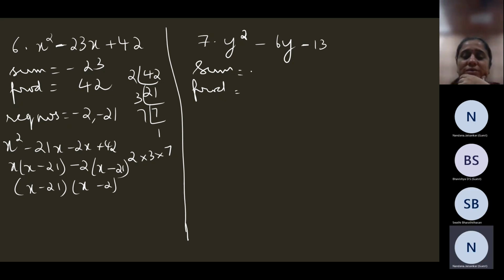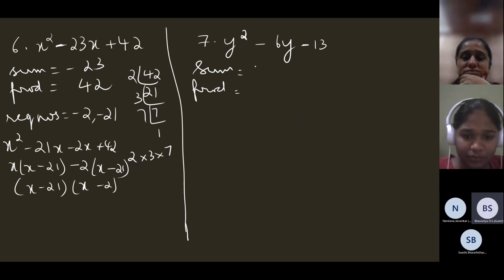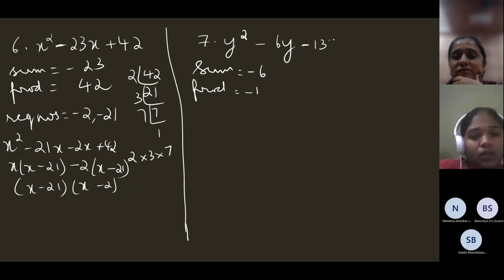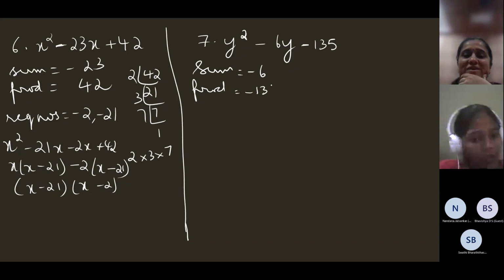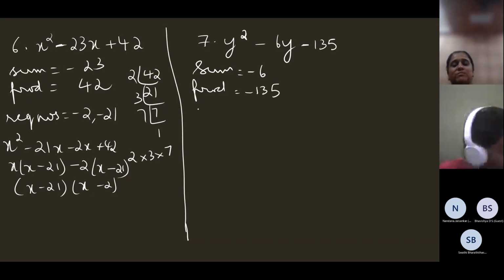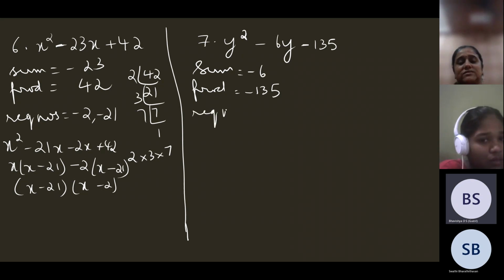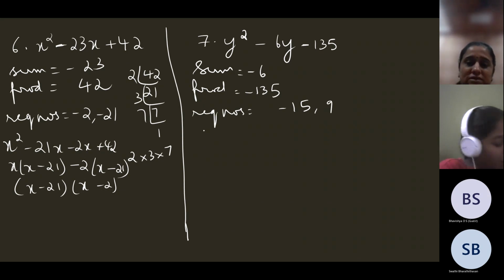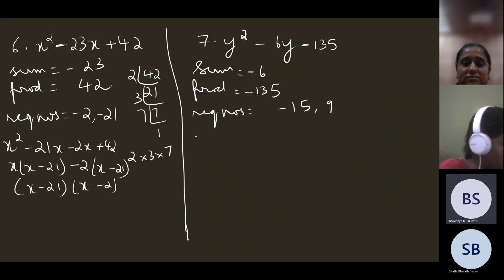Yes, Bhavishya, tell me. Sum is minus 6, ma'am. Product minus 135, ma'am. Okay, yes. What are the two numbers? Ma'am, minus 15 and 9. Minus 15 and 9. Very good. Correct. Perfect. Then? y square plus 9y.